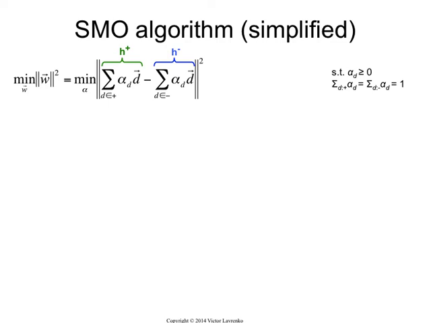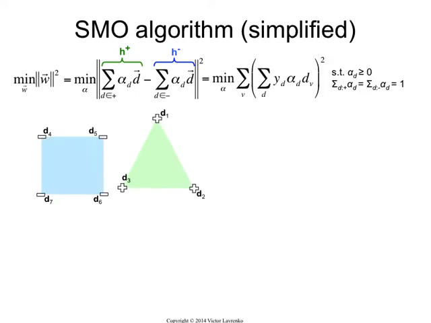So what I'm going to do is, in the time that we have left, very briefly, at a very high level, go over the standard algorithm for finding solutions to support vector machines. It's called the SMO algorithm, and we're doing a very, very stripped down version of this.